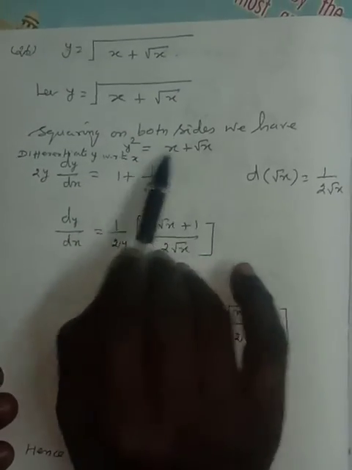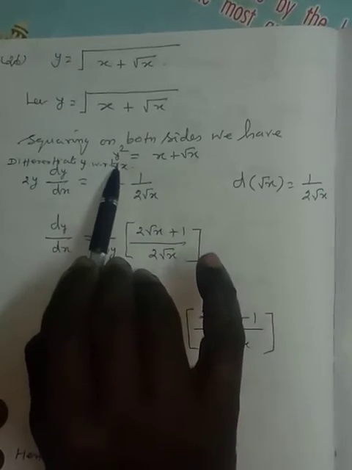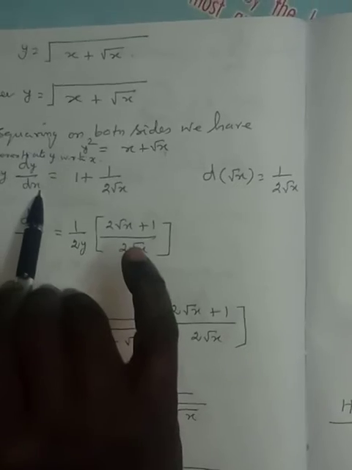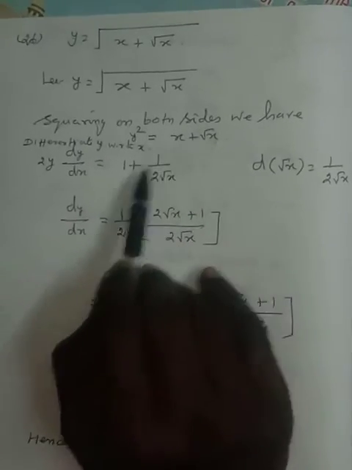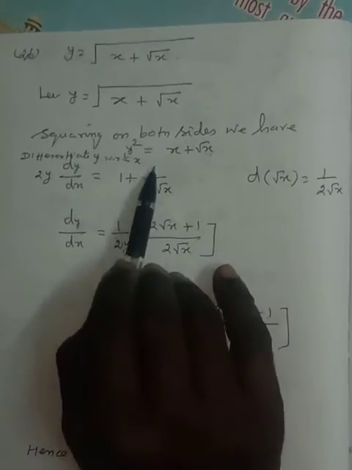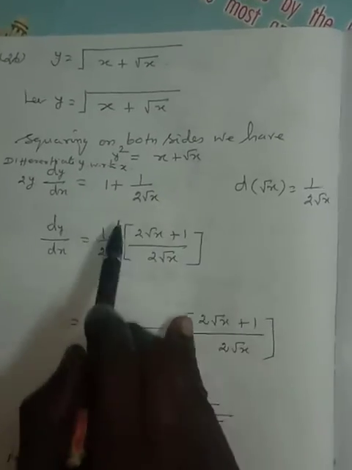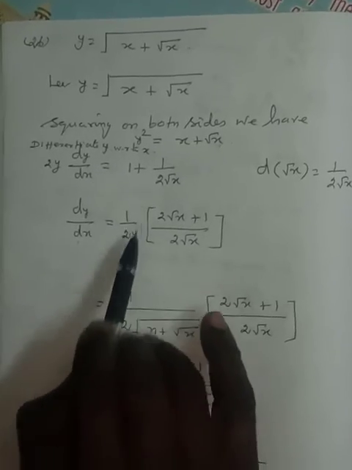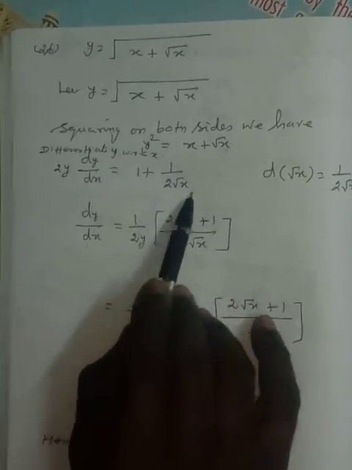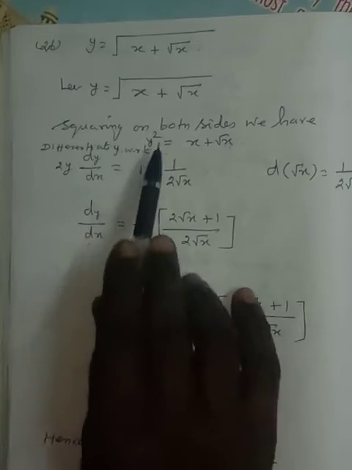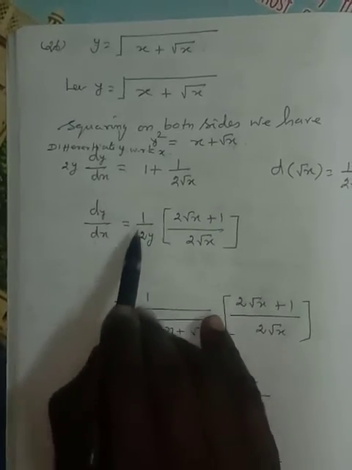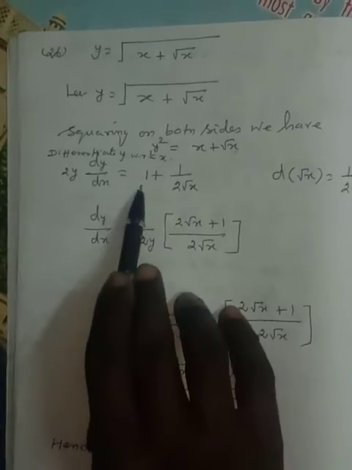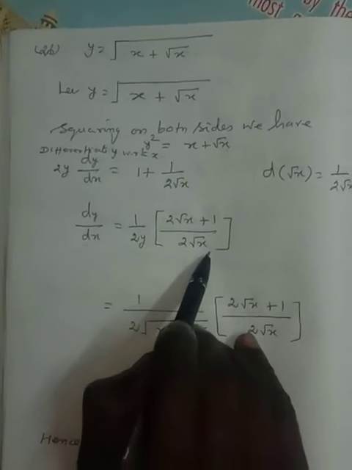Now differentiate y with respect to x. Left hand side variable is y, right hand side variable is x. Therefore y square differentiation is 2y dy by dx is equal to x differentiation is 1 plus root x differentiation is 1 by 2 root x. dy by dx is equal to, cross multiplying, we have 1 divided by 2y into 1 plus 1 divided by 2 root x. Taking LCM, we have 1 by 2y into (2 root x plus 1) divided by 2 root x.